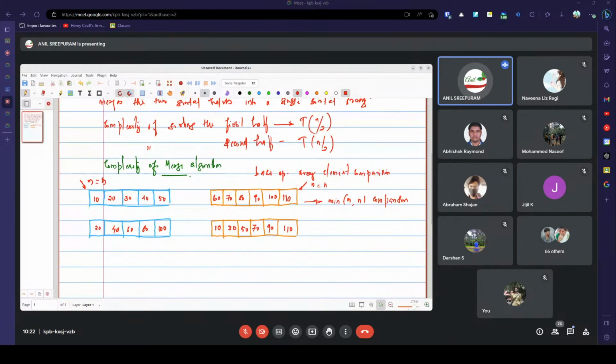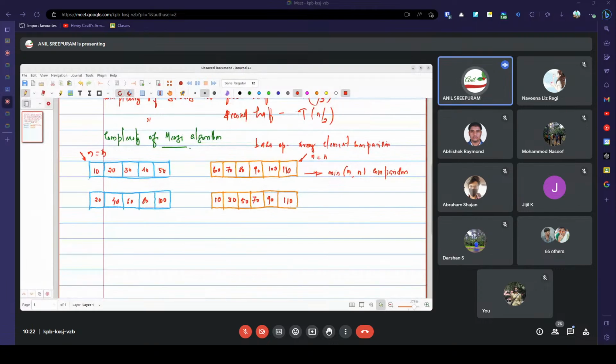If you do the merging here, what is going to happen is every element except 110 is compared 2 times, because do the 20 versus 10. So 10 gets placed. Then 20 is compared with 30. So 20 is compared 2 times. Each element except the smallest of the two arrays and the largest of the two arrays is compared 2 times.